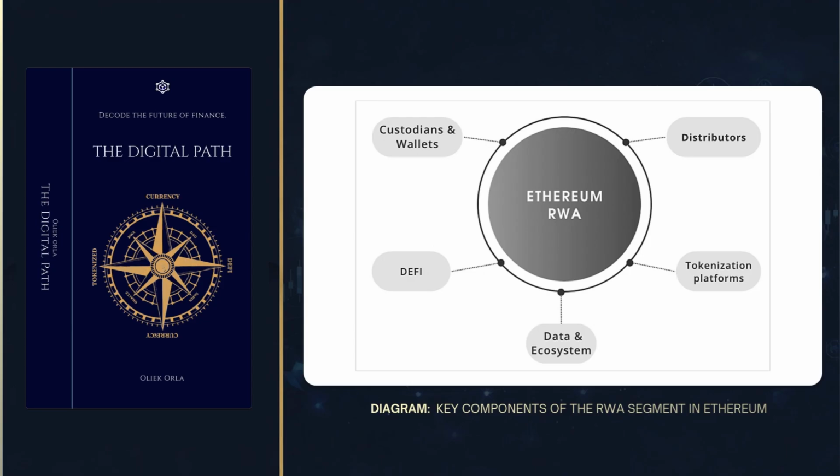In the RWA space, trust and security are paramount. Custodians are licensed entities that safeguard tokenized assets in full compliance with regulatory and legal standards. Key players include Fireblocks, Anchorage Digital, and Coinbase Custody.